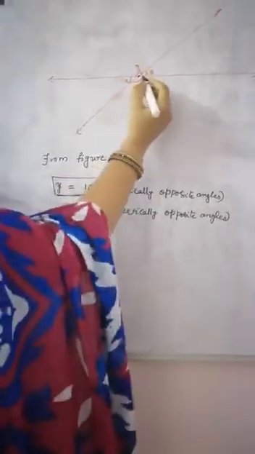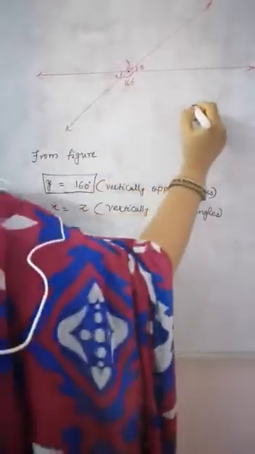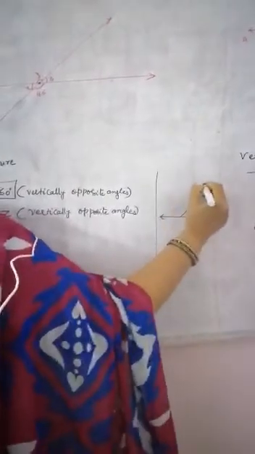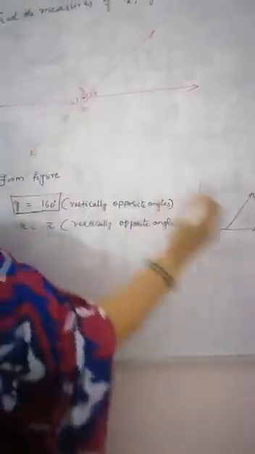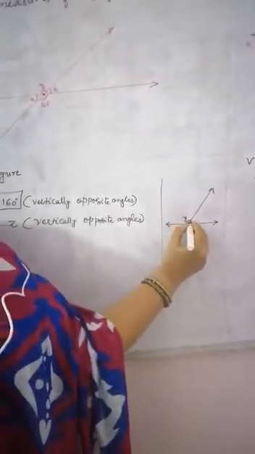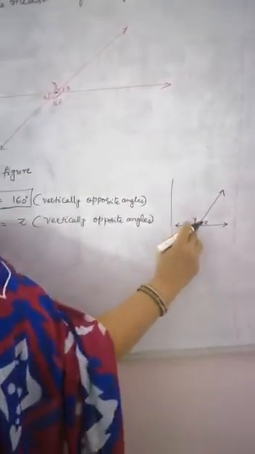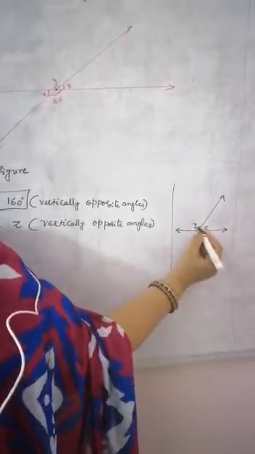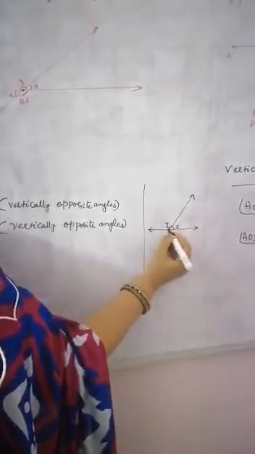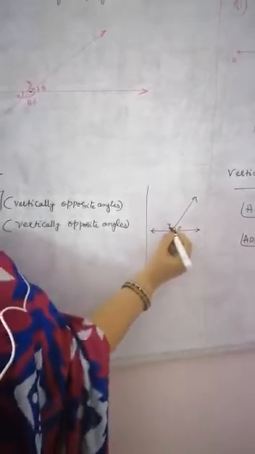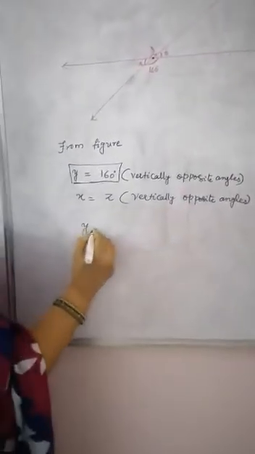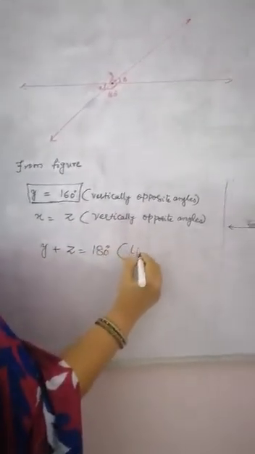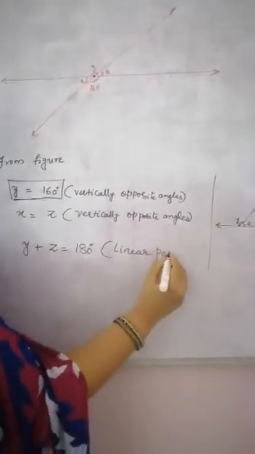Now observe the figure, children. Just roughly I am showing you here. Leave this now. This is your Y and this is your Z. I am just removing this line, children. So what is this? Linear pair. These lines are a linear pair. This angle and this angle have a common vertex and a common arm. Y plus Z is equal to 180 degrees. Why? They are in a linear pair.